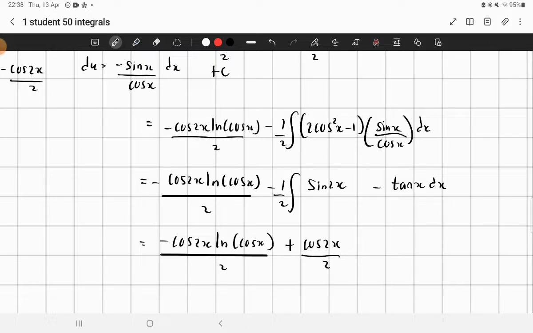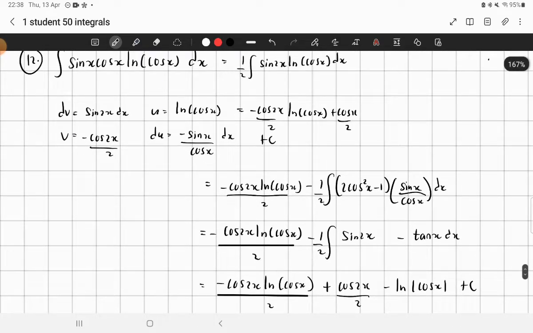I believe that when we integrate tangent of x, it will be negative ln of cosine of x. If I'm not mistaken, that should be the answer. Okay. Wow, that's nice. This question is very interesting. But give me a second. I would like to check my answer, whether or not it is acceptable.